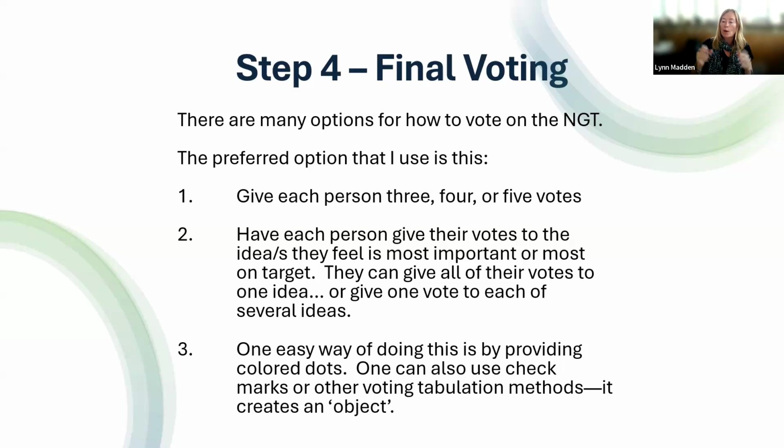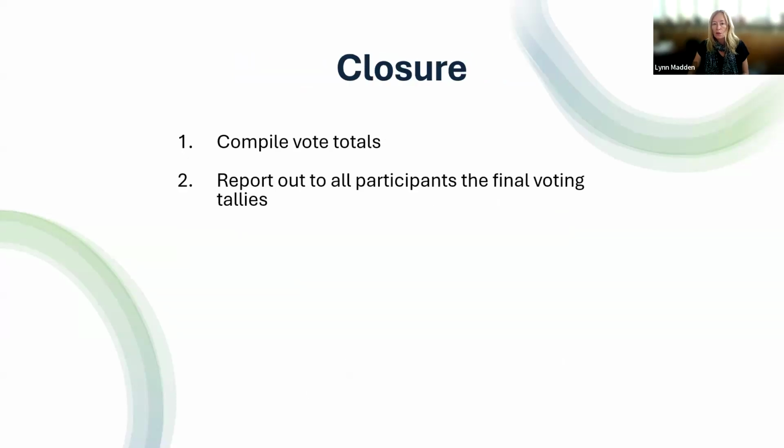You can take a photo of it. You can send it to the group members afterward. Thank you so much for your participation. Wanted to just show you all what the final results were, or remind you what the final results were, right? So you use check marks or some other voting method, and then we wrap it up, right? So we have closure. You compile the vote totals right in front of everyone. This is all very transparent. And then you report out to the participants the final voting tallies.